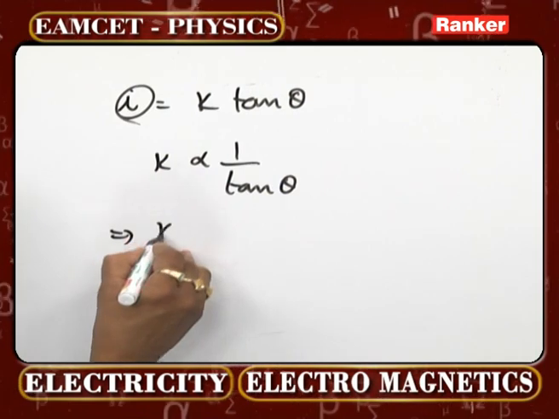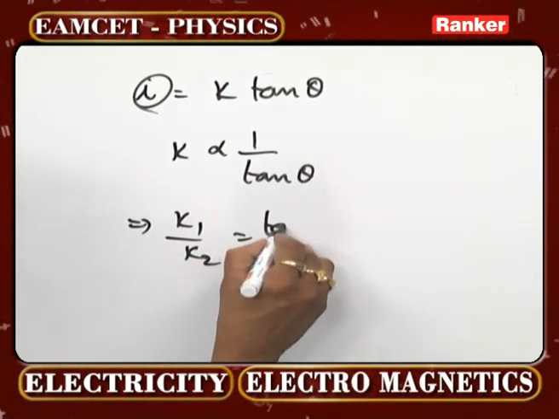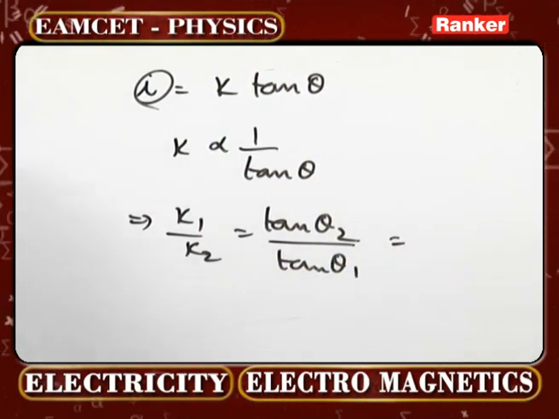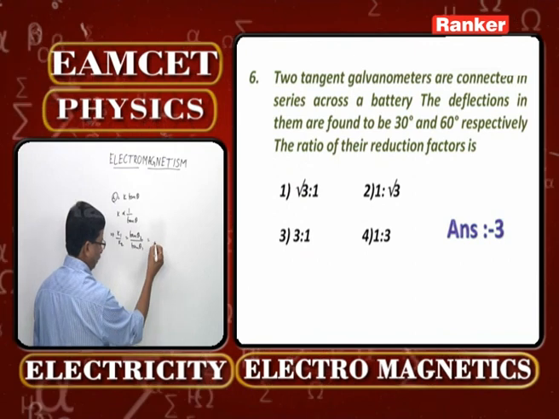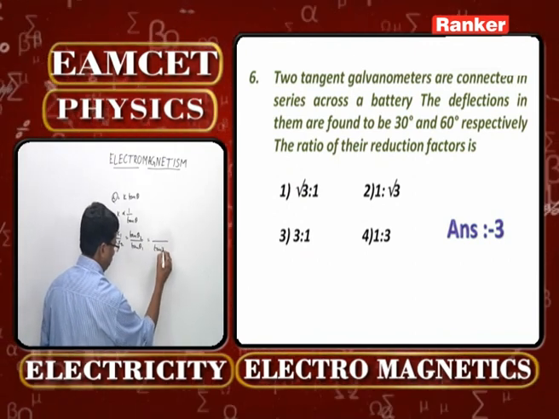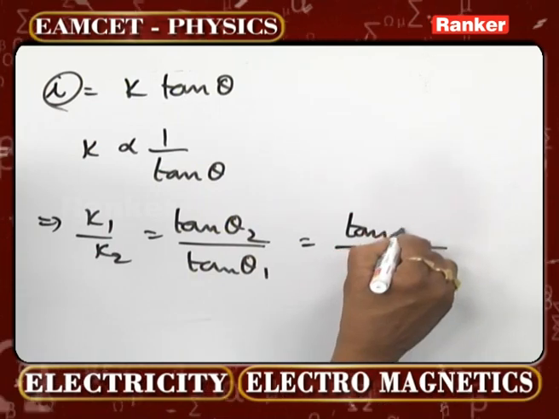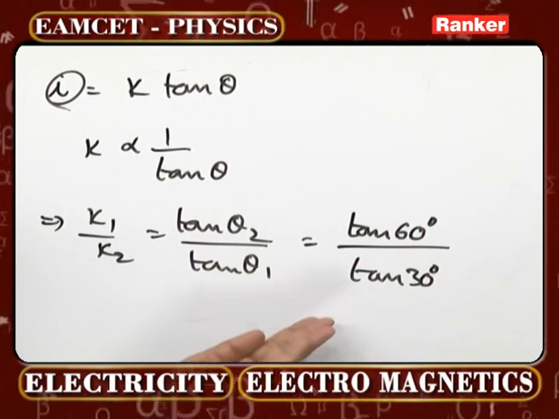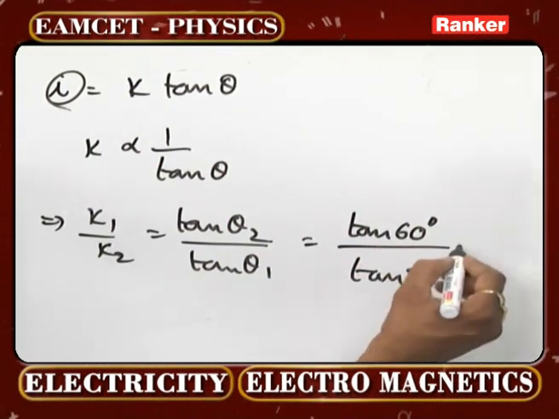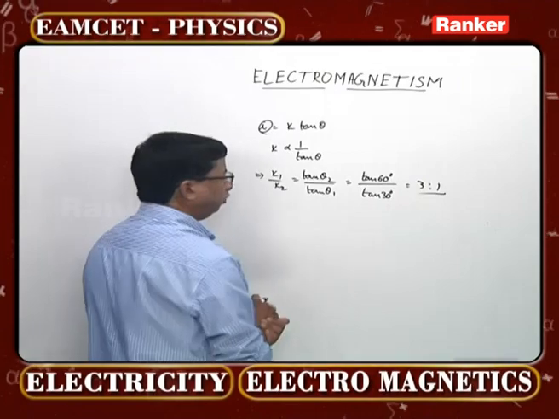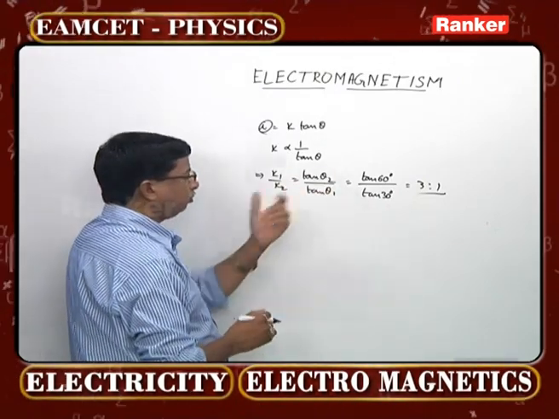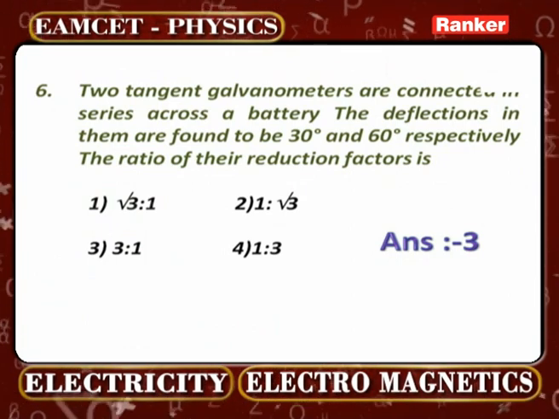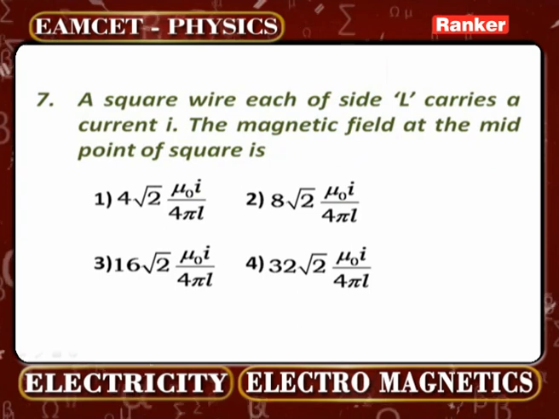Then what to write here? K1 by K2 is equal to tan theta 2 by tan theta 1. What are the values of angles given? First angle is 30 degrees. So tan 30 in the denominator and tan 60 in the numerator. So directly if you take tan 60 by tan 30, you are left with root 3 by 1 by root 3, 3:1 you will be left with. So what is the corresponding option over there? The third option is going to be correct for this question number 6, please.